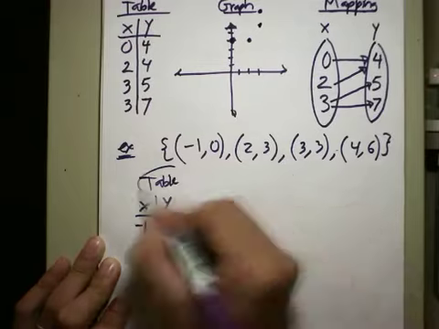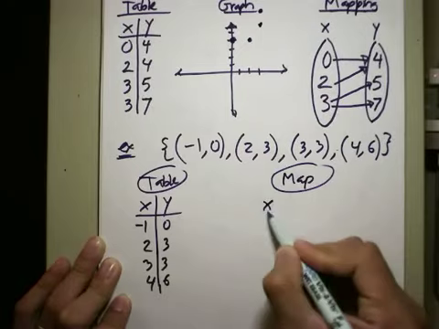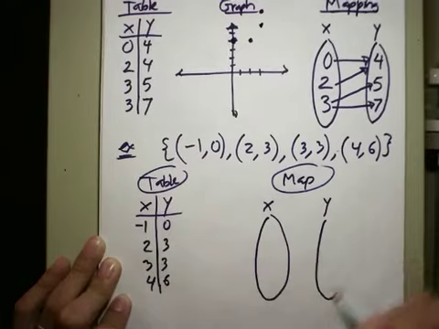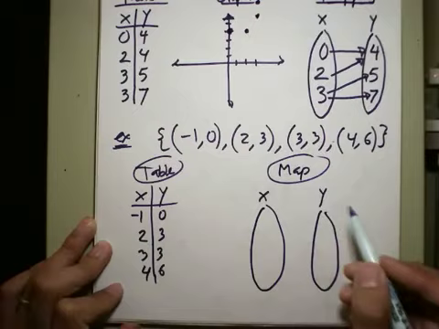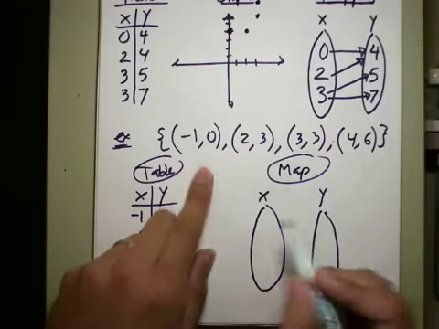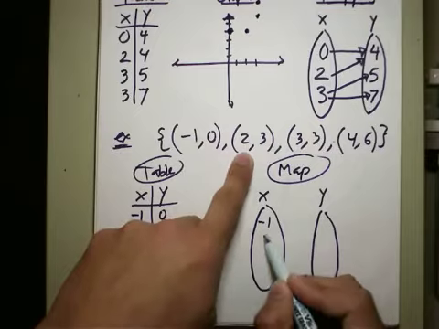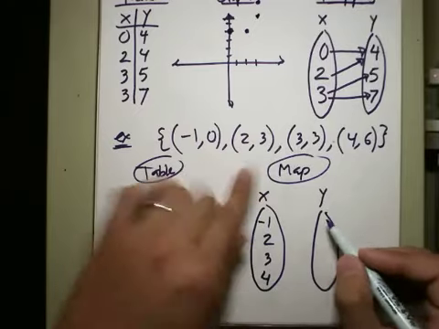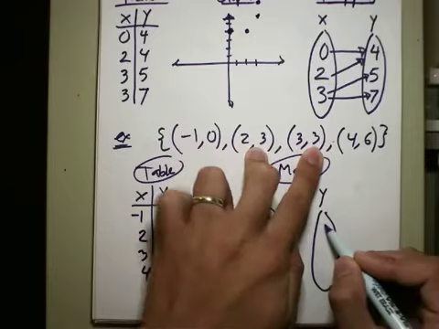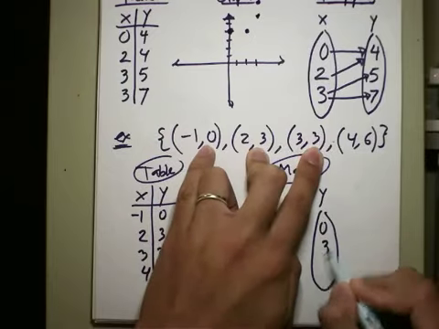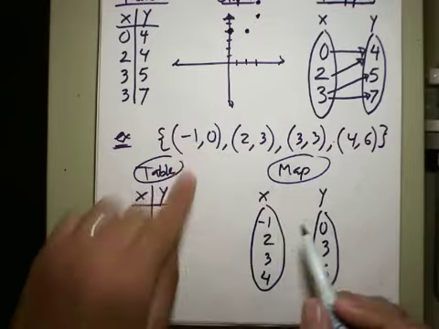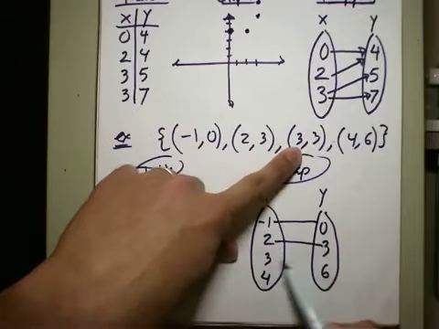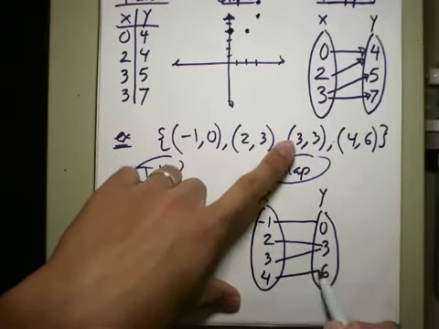For the mapping, I will have my x and y column. Very similar, like I said, very similar to your table. However, you only need to represent an element that appears twice or more one time. So in this case, it's -1, 2, 3, 4. I'm seeing it one time, right? So I have to write everything. Here, I'm seeing 3 appearing twice in the y, so I only need to write it one time. I have 0, 3, and 6. So let's start mapping this. -1, 0. I have 2, 3. I have 3, 3. And I have 4, 6.